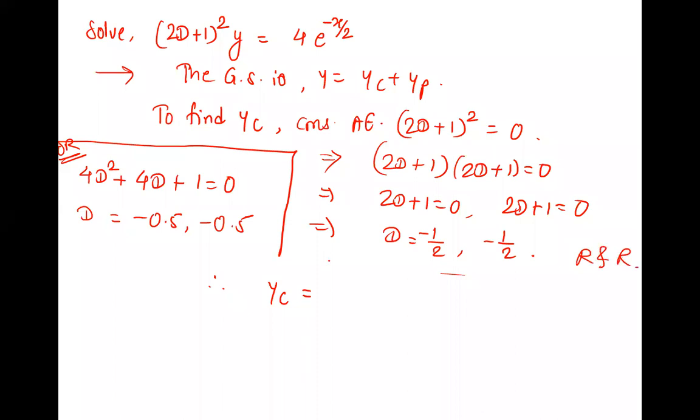Twice, so two constants collected like C1 plus C2x, very good, into e raised to minus half x or minus 0.5x, whatever. This is your YC.